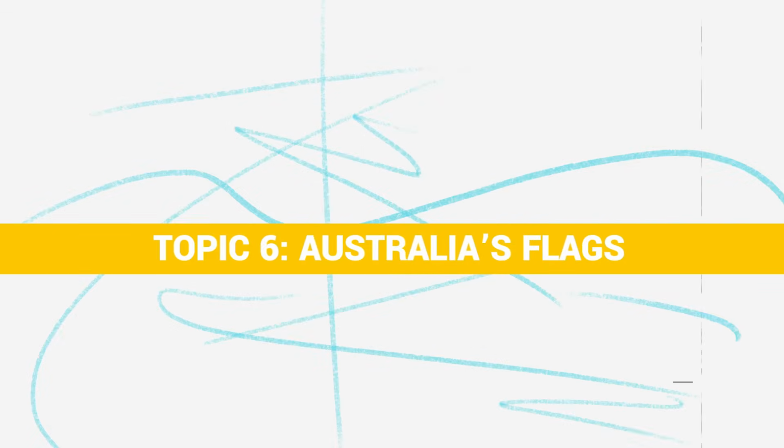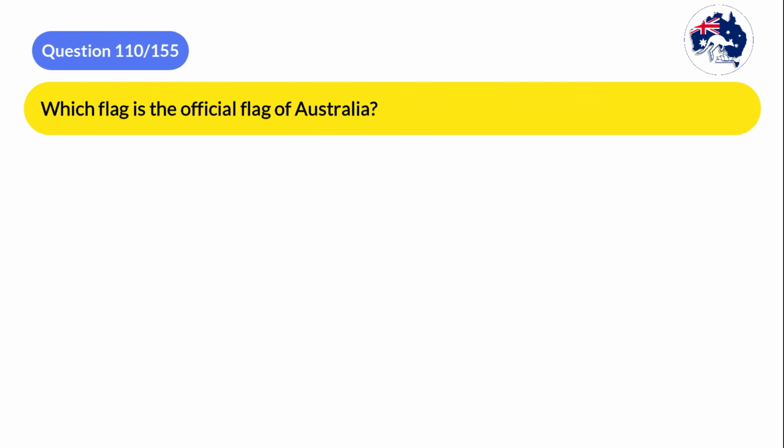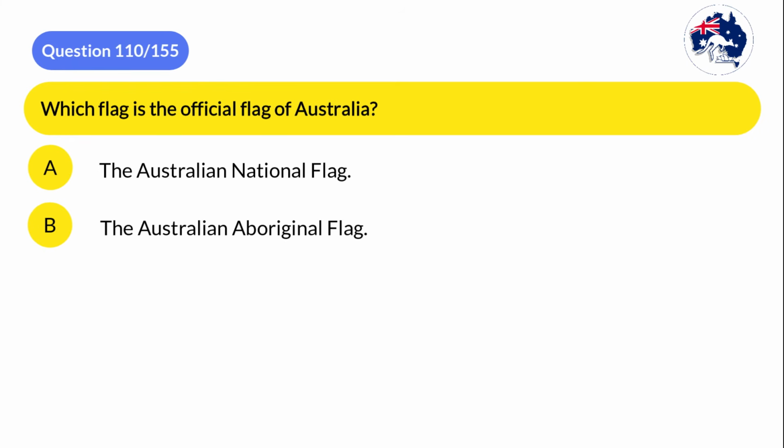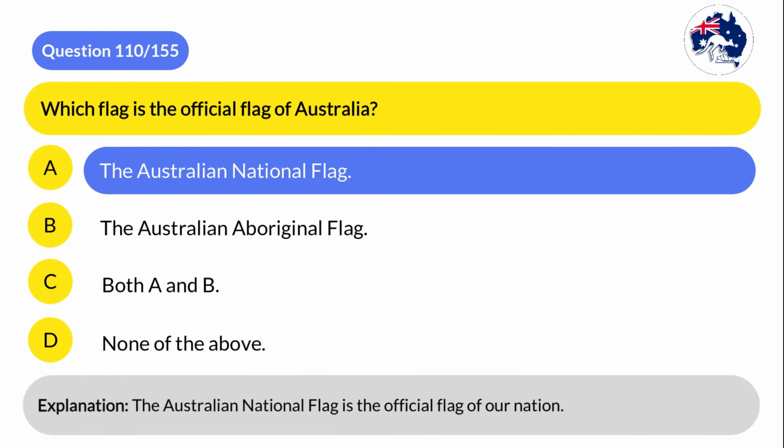Topic 6. Australia's flags. Question 110. Which flag is the official flag of Australia? A. The Australian national flag. B. The Australian Aboriginal flag. C. Both A and B. D. None of the above. The correct answer is A. The Australian national flag. Explanation: the Australian national flag is the official flag of our nation.